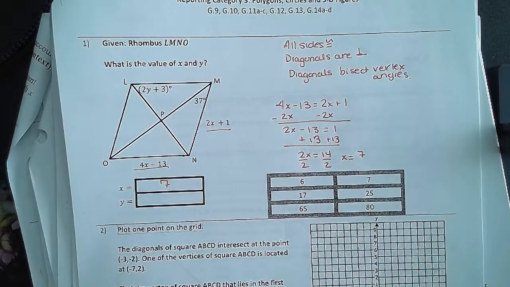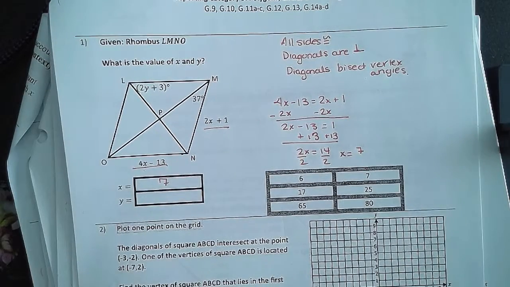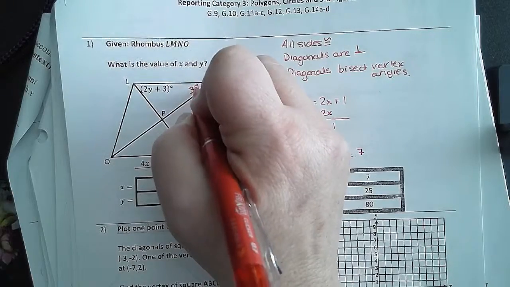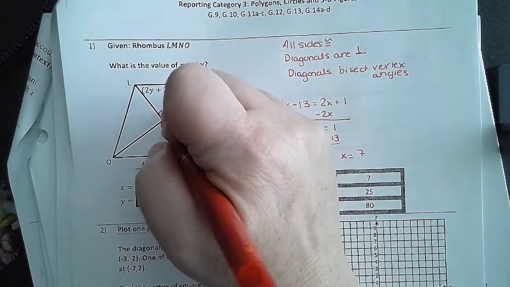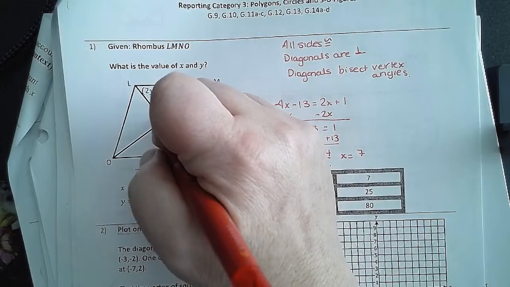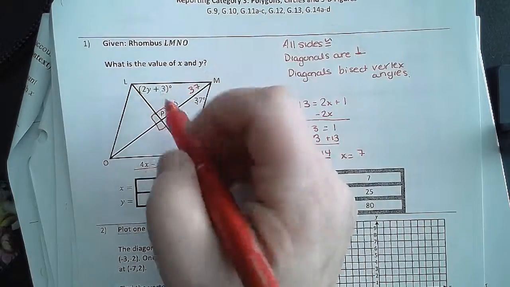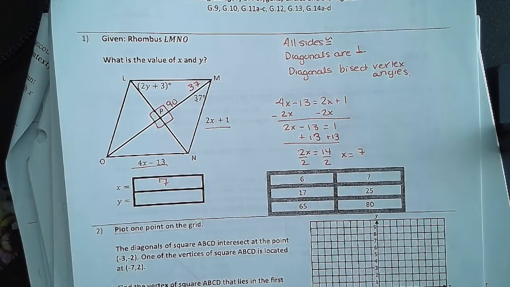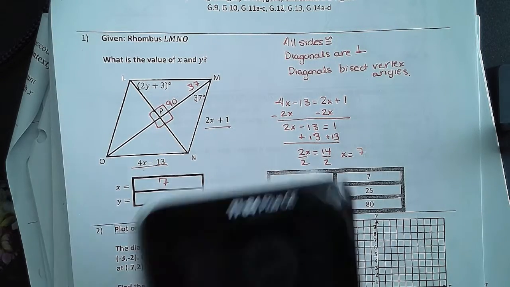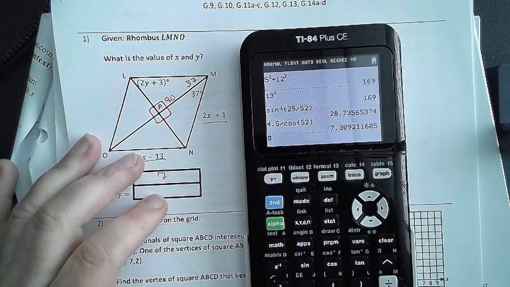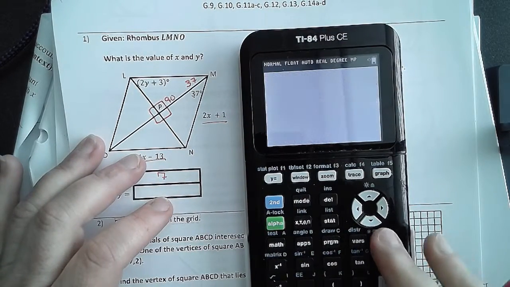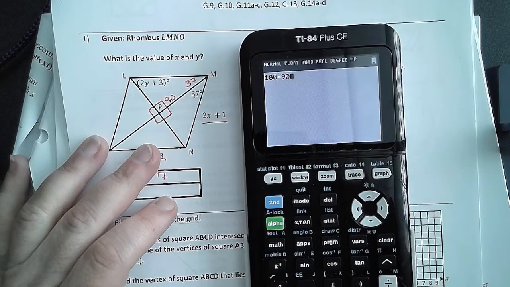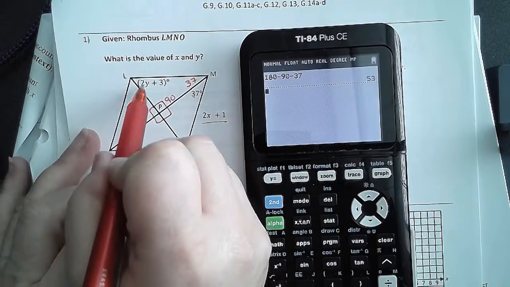So there's 7. Okay? The next thing I need to realize is that my diagonals bisect my vertex angles. And remember, bisect just means cut into two equal parts. So if this is 37 degrees, so is this, right? And I know, as I've already said, these are all perpendicular, so this is 90. We know that the angles of a triangle add up to 180. So if I did 180 minus 90 minus 37, I know this angle is equal to 53 degrees.